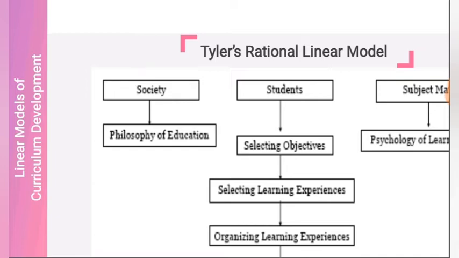So aside from the 4 questions, Tyler also identified 3 curriculum sources: society, students, and subject matter. Accordingly, curriculum workers need to study the sources carefully in order to develop a curriculum. He also pointed out the importance of philosophy of education and psychology of learning to screen the objectives that are included in the curriculum.